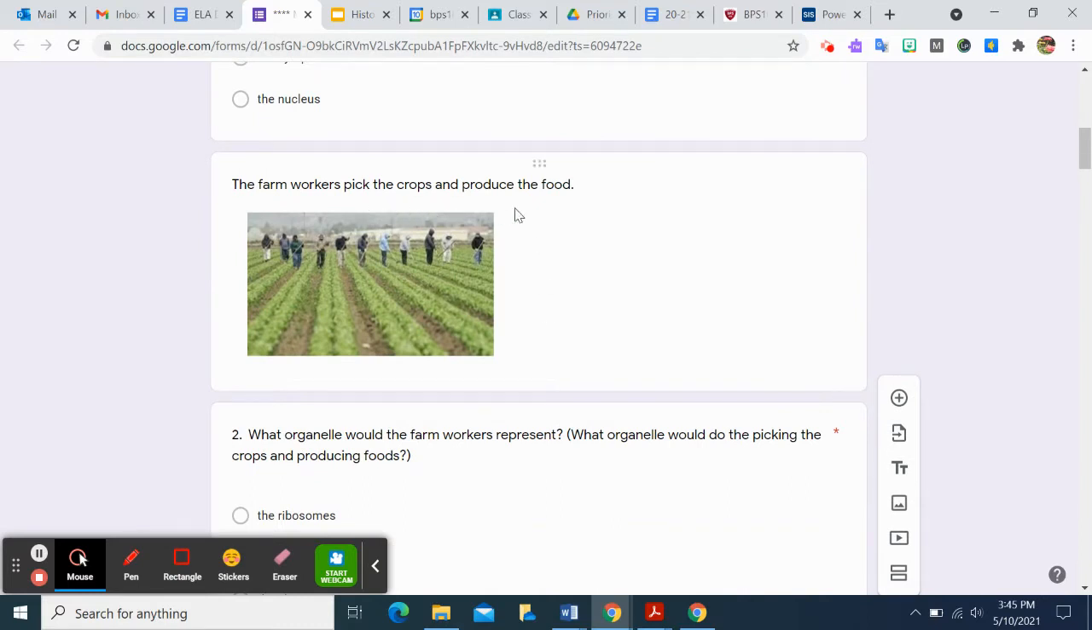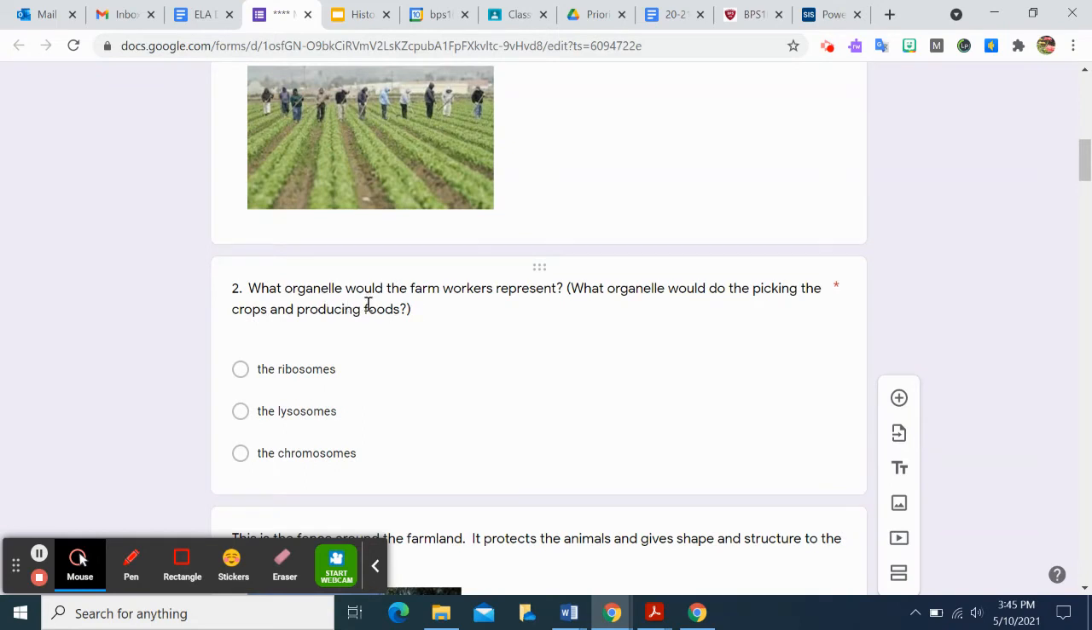The farm workers pick the crops and produce the food. What organelle would the farm workers represent? In other words, what organelle would do the picking of the crops and producing foods? Would it be the ribosomes, the lysosomes, the chromosomes? Which one would be kind of like a farm worker in the cell?